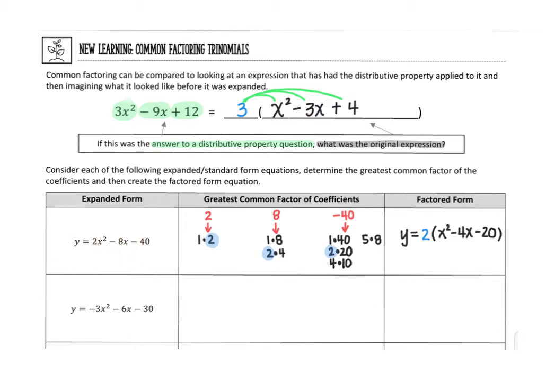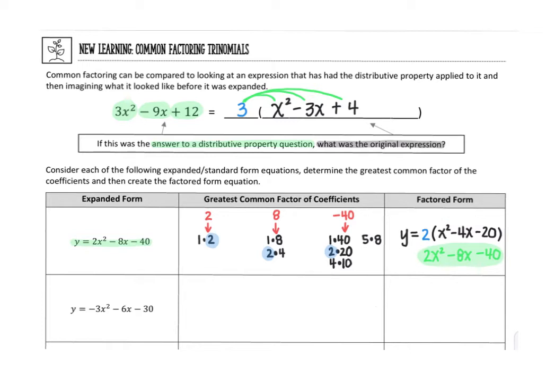Remember that we can verify our answer by using the distributive property to see if we get the original expression. 2 times x squared would give us 2x squared. 2 times negative 4x would give us negative 8x. And 2 times negative 20 would give us negative 40. So we know we've done this correctly.